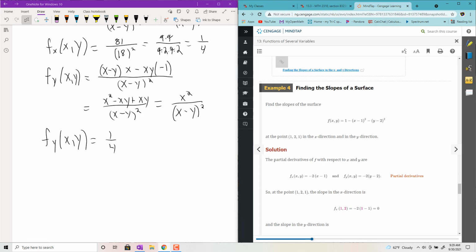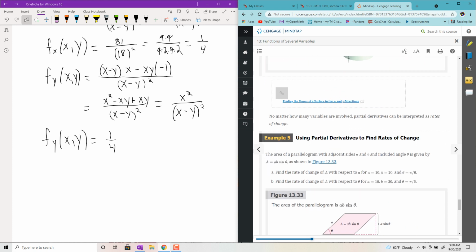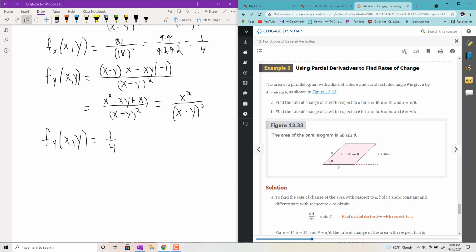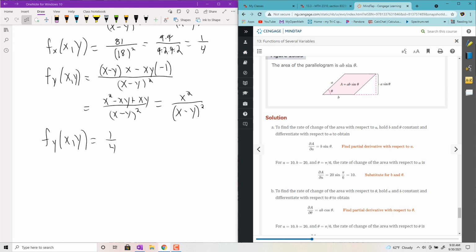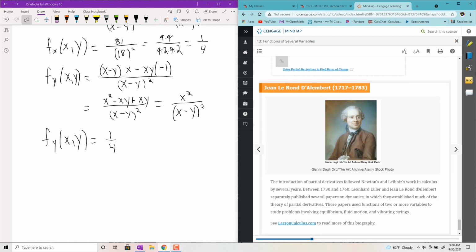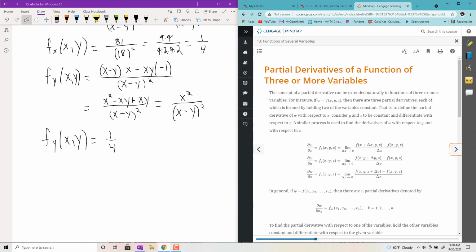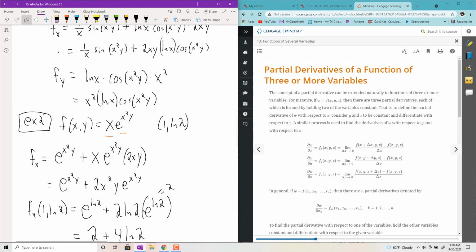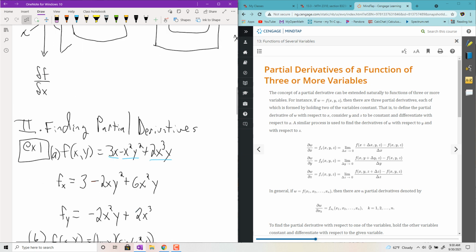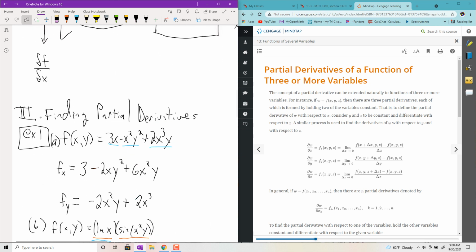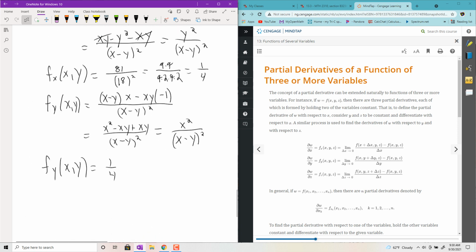Okay, it's okay. All right, so more of that, using partials to find the rate of change. That's just a matter of getting the partial derivative and substituting in. Let's see what else we have. Partial derivatives of 3 or more variables. Let's see what section I'm on. This would have been 3. Now I'm on 4.